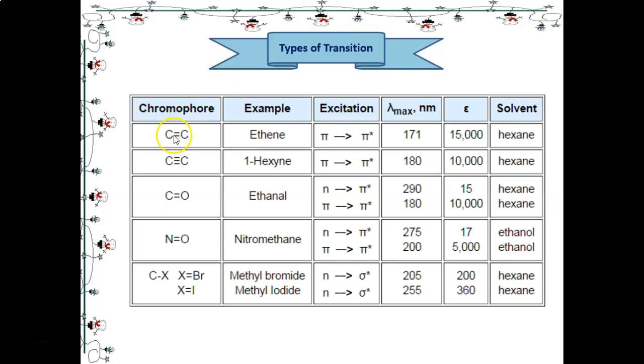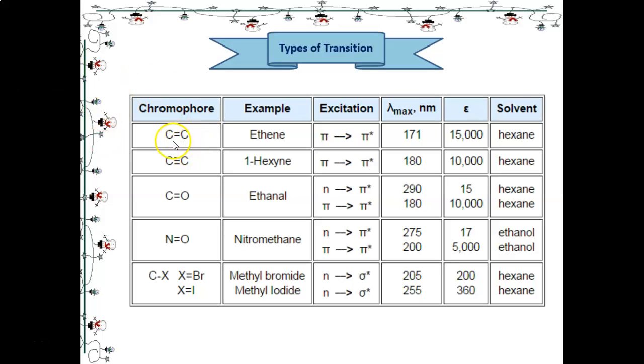Now look at this table. It shows the chromophores, the example, the excitation, and also the lambda max. Alright, so what is the chromophore? It is the groups in a molecule which absorb light. So we call them the chromophores.